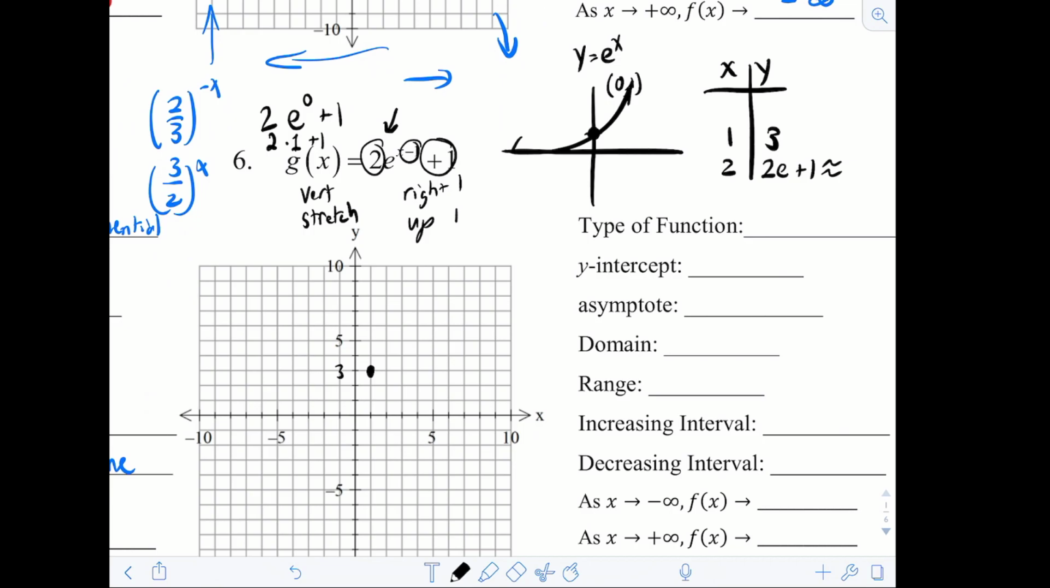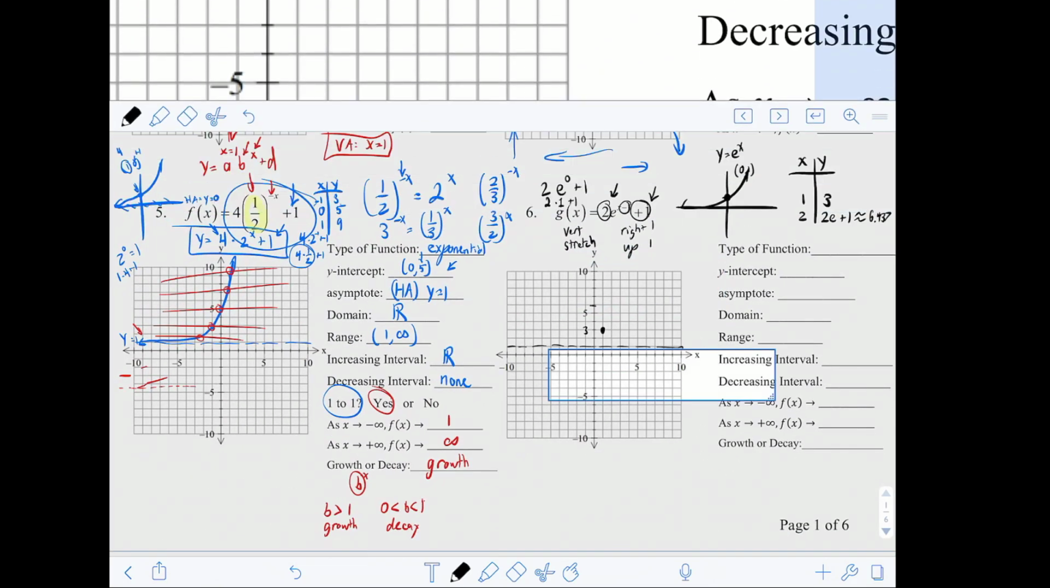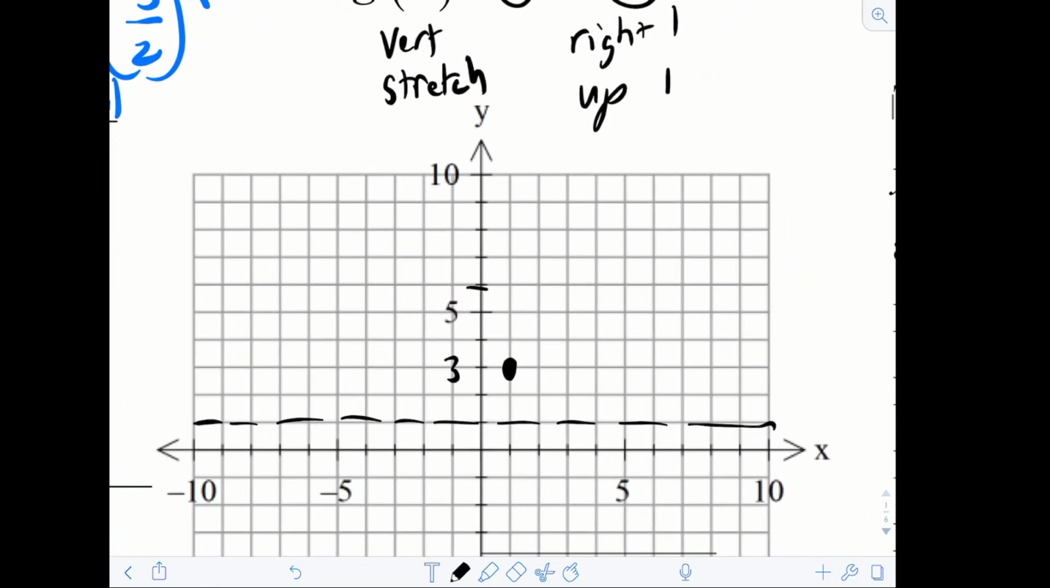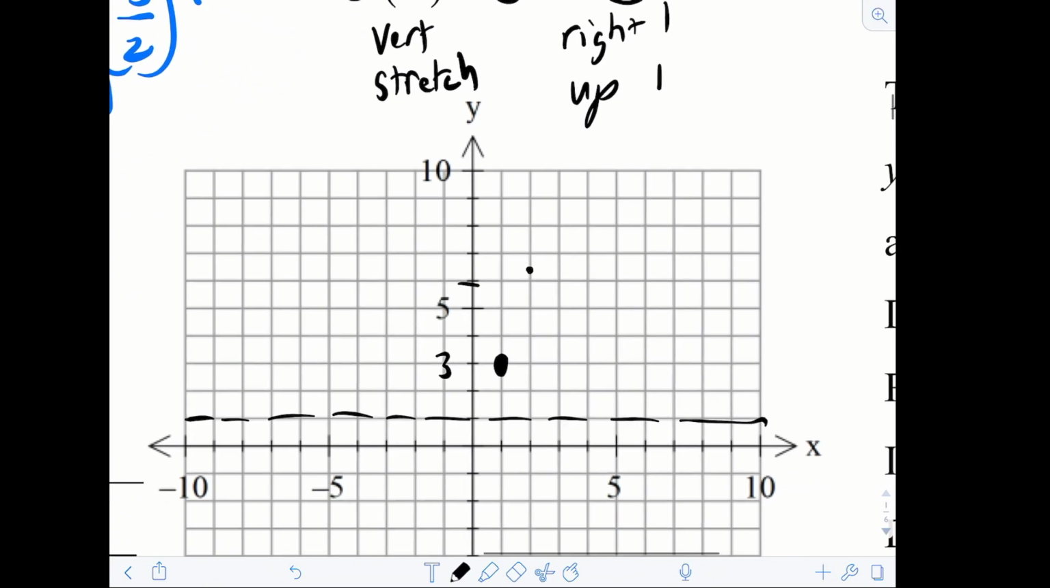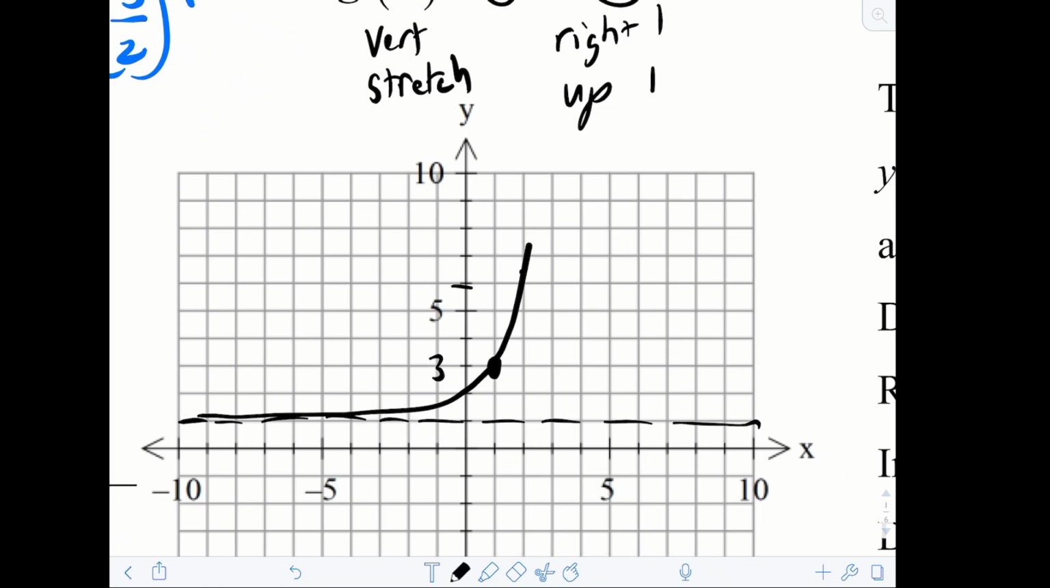I'm going to type in 2e plus 1, and that ends up giving me 6.437. It is up 1 unit, so I'm going to have a horizontal asymptote at y is equal to 1. At 2, I'm going to be at a little bit after 6, so maybe there's a good estimation. So after 5, 6, and then a little bit up from there, like there. And I know it's going to hug this asymptote, so it's going to come up like that.